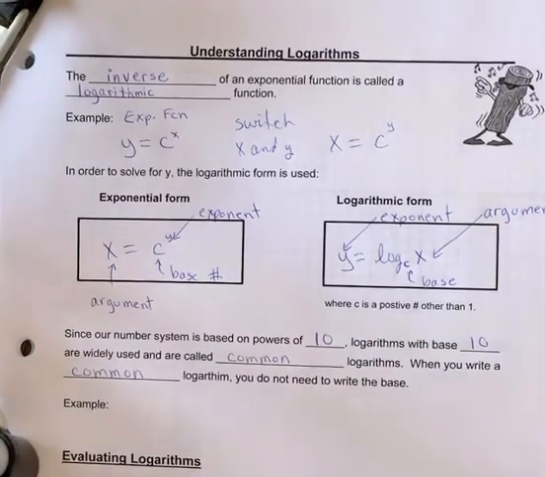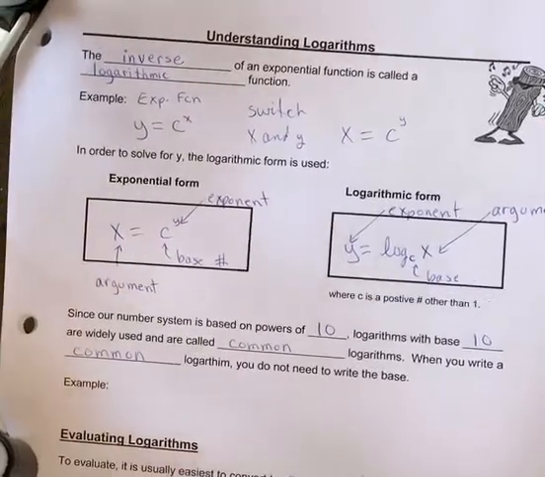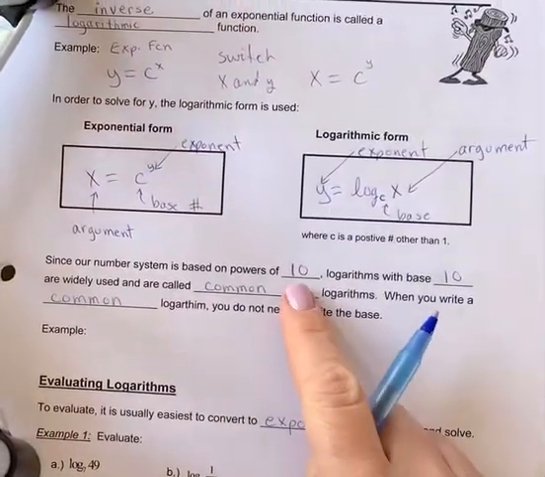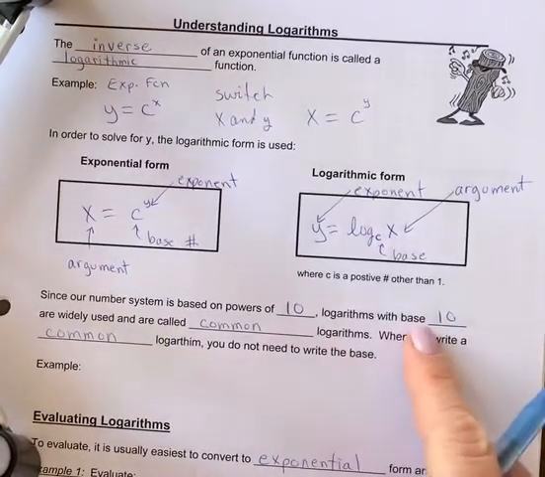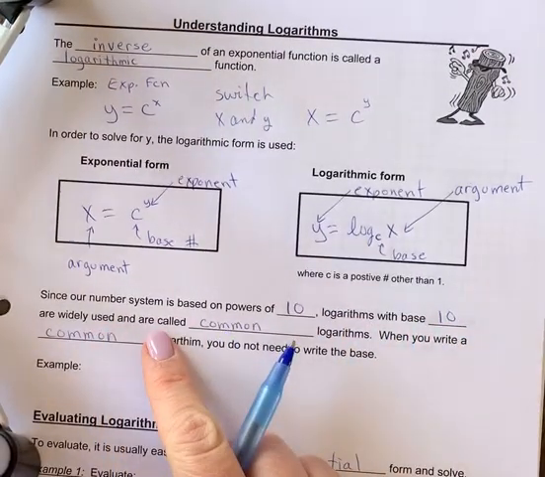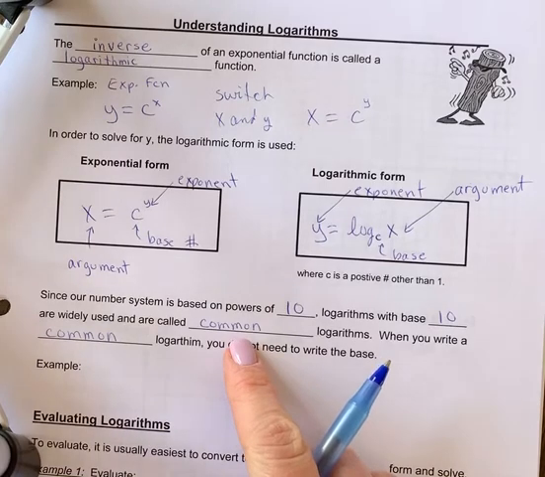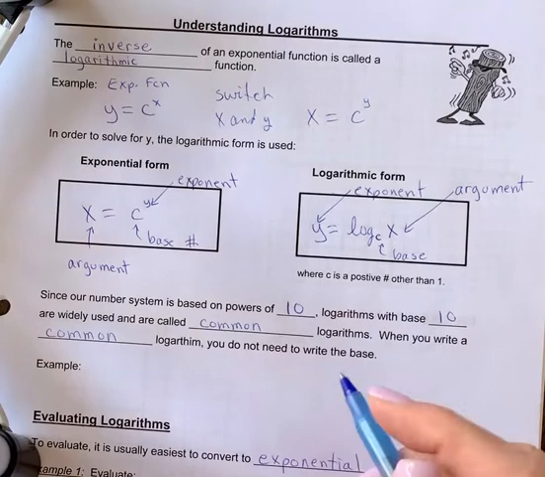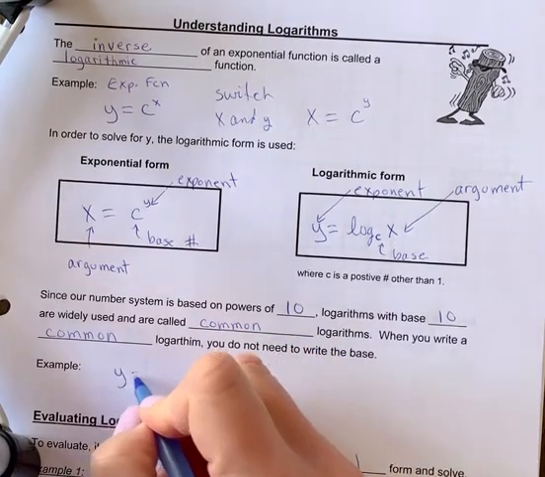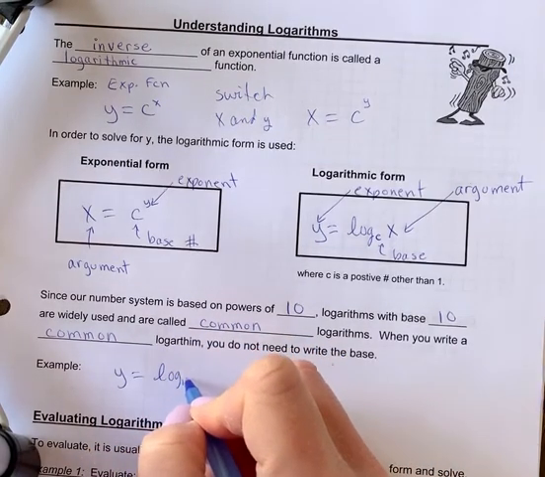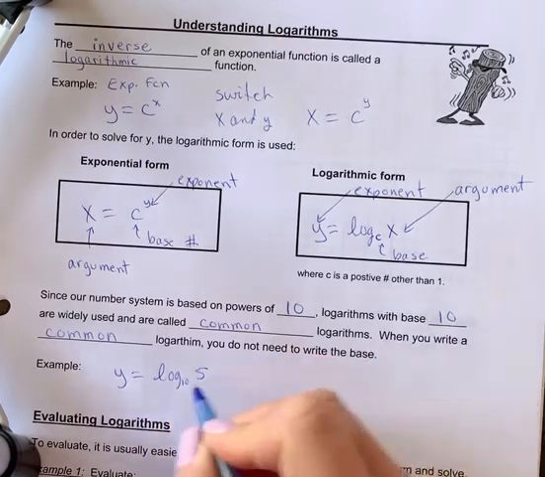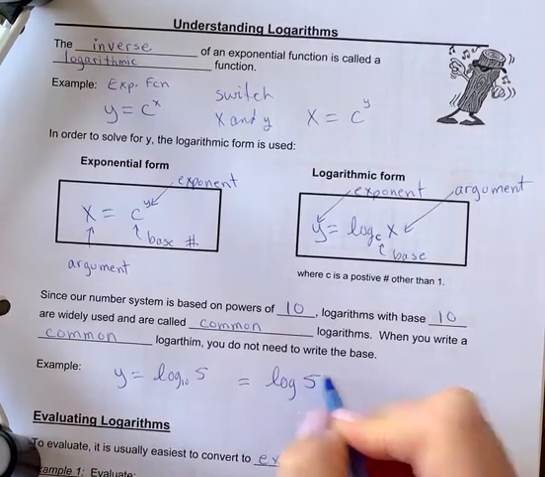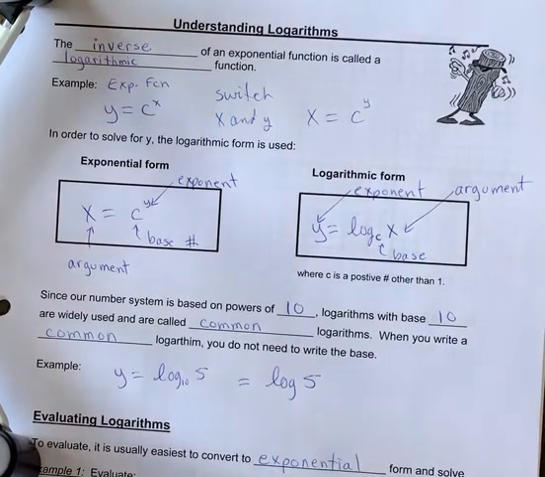Now, since our number system is based on powers of 10, logarithms with base 10 are widely used, and we call those common logarithms. So when you write a common logarithm, you don't necessarily need to write the base number. So for example, if I had y equals log base 10 of 5, I don't need to write the little 10. I can just write that as log 5. So those are called common logarithms.